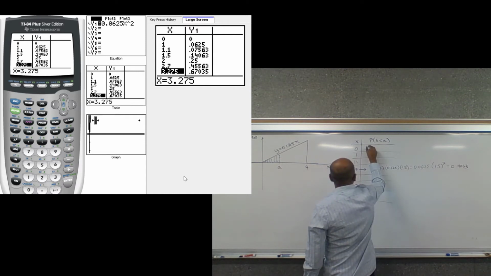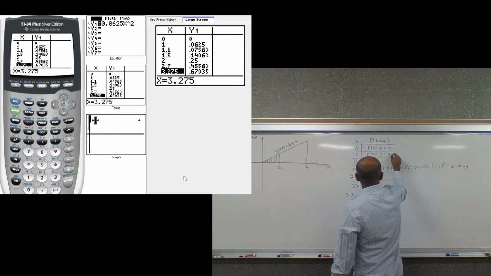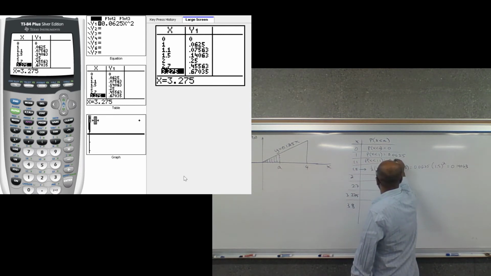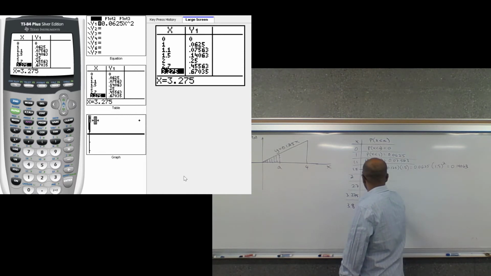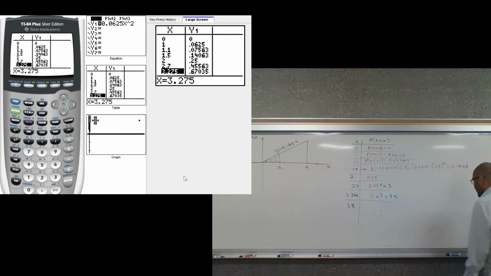So this is equal to the probability that x is less than 0, well that's a 0. Probability that x is less than 1, well that's going to be 0.0625. Probability that x is less than 1.1, well that's just going to be equal to 0.07563. We already got that one. 2 is 0.25. 2.7 is 0.45563. And this one was 0.67035. And we can just find all the other values we want.